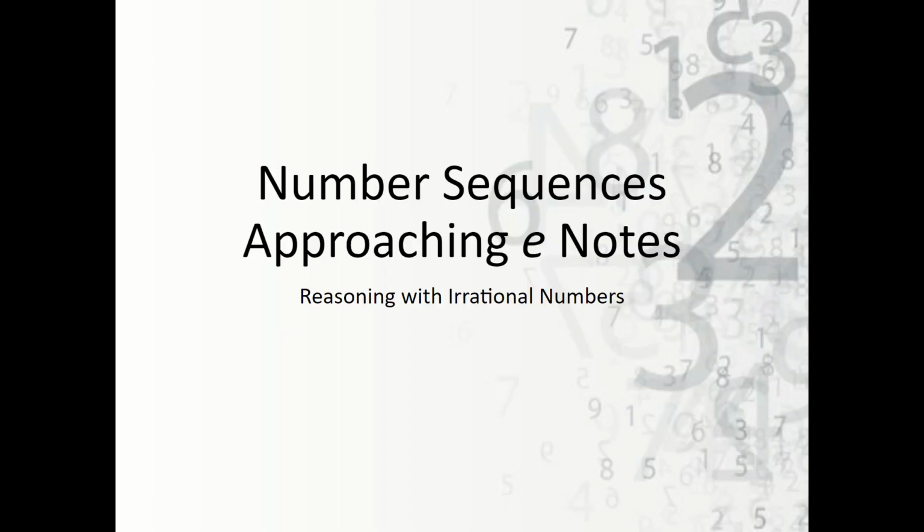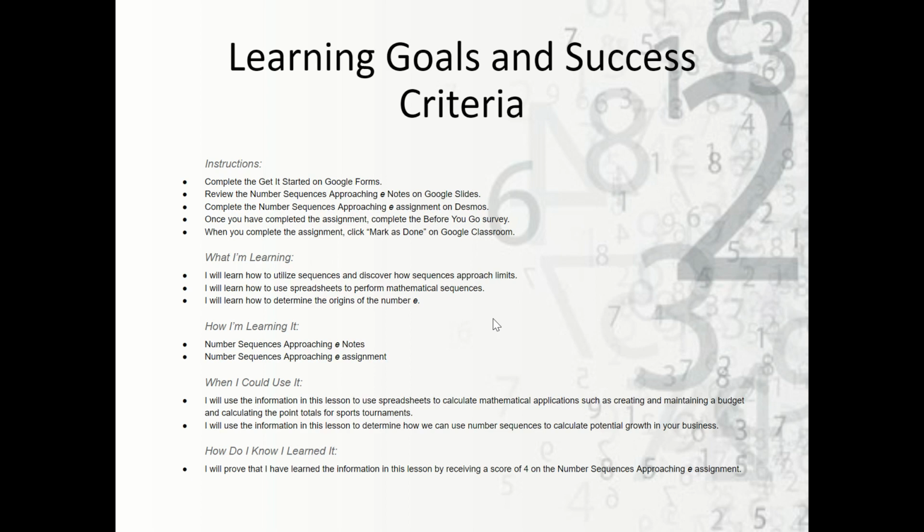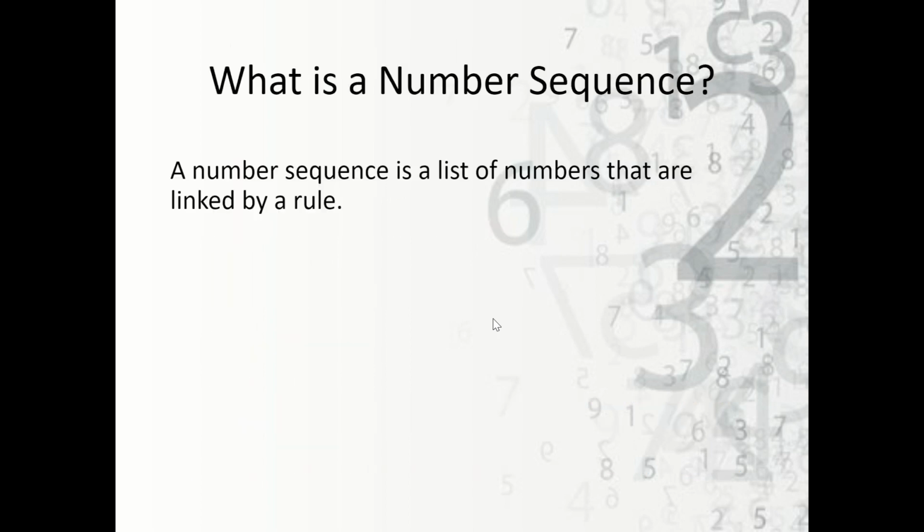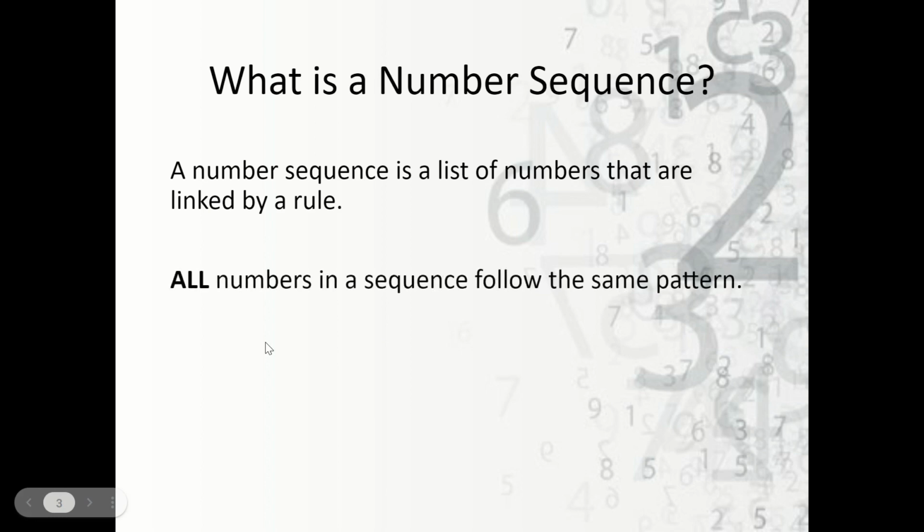Let's take a look now at the number sequences approaching e notes. Our notes begin with the learning goals and success criteria. First, what is a number sequence? A number sequence is a list of numbers that are linked by a rule. All numbers in the sequence must follow the same pattern.